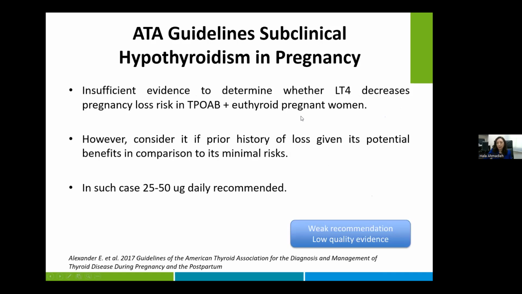There is insufficient evidence so far to determine if LT4 treatment will decrease pregnancy loss risk in patients who have only positive antibody status. So if the patient is euthyroid and the TFTs are normal and they only have a positive antibody, studies have not shown that T4 decreases the pregnancy loss. However, if the patient has recurrent pregnancy loss and their antibody is positive, there's a weak recommendation that we can actually give a very low dose of LT4, around 25 to 50 microgram. So we may consider it in patients with recurrent pregnancy loss if they have positive antibodies.